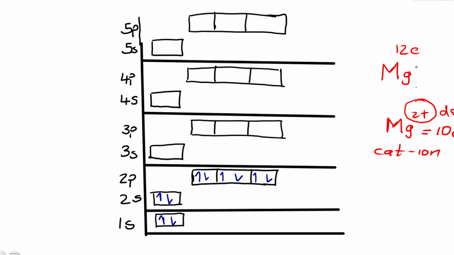So we need 2 more: 11, 12. So we started with 2, 4, 6, 8, 10, 12. In total, that is 12 electrons. But according to Hund's rule, you need to remember that you first fill in the upward spin, followed by the opposite spin. Upward spin, opposite spin.